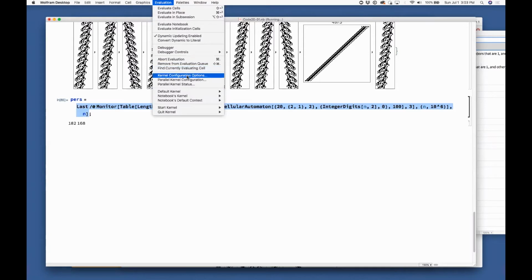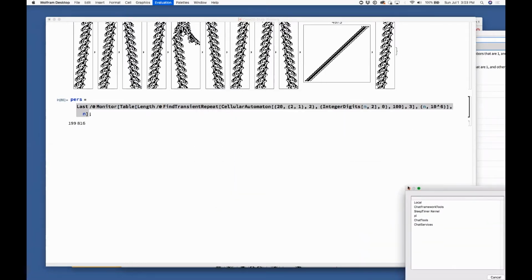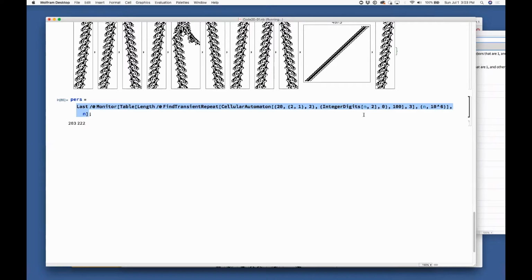Let's see, how do I get to it? Kernel configuration options. I should be able to connect to a remote kernel and run this in a notebook, but I suppose worst case, I can just run it as a piece of Wolfram script code. Let's see, can I run it in the cloud, can I run it on AWS? Anybody know how I can? I mean, I'm just running this one piece of code. So long as I can run this one piece of code.